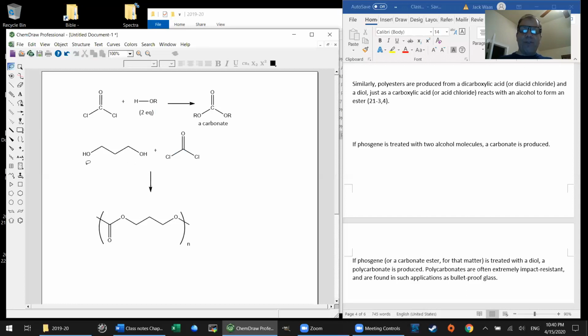But if we treated it with a diol instead of just a regular alcohol, well, this OH would look for a phosgene molecule, alcoholize it, and make an ester on this side. On the other side, with the acid chloride, another alcohol molecule will find that and finish the carbonate ester. Then you'll have your 3 CH2s, then OH, which finds another phosgene molecule. Another diol molecule finds the other side of the phosgene molecule, then 3 CH2s, and then the next OH finds the phosgene, and so on and so on.